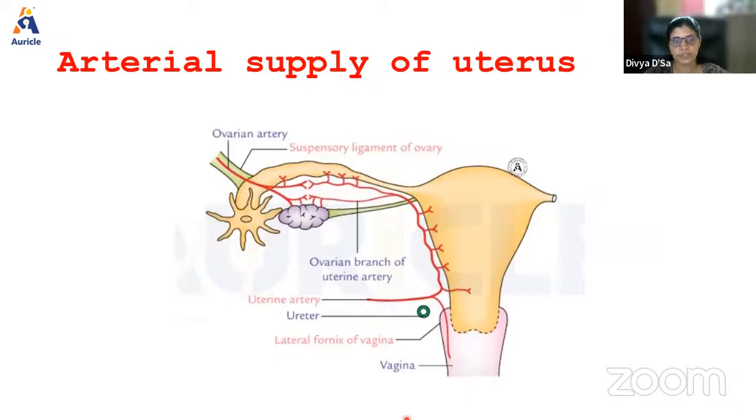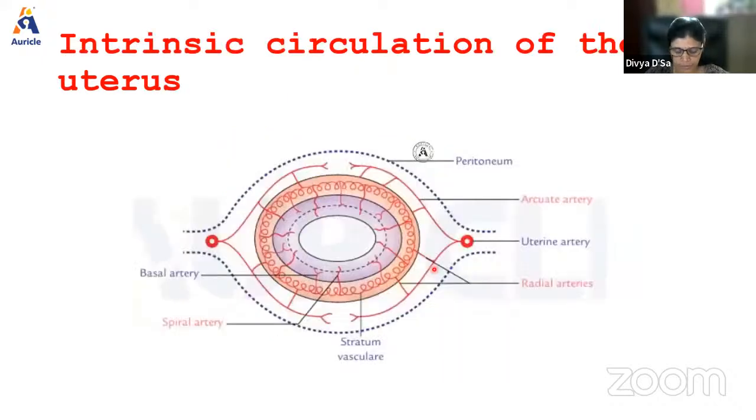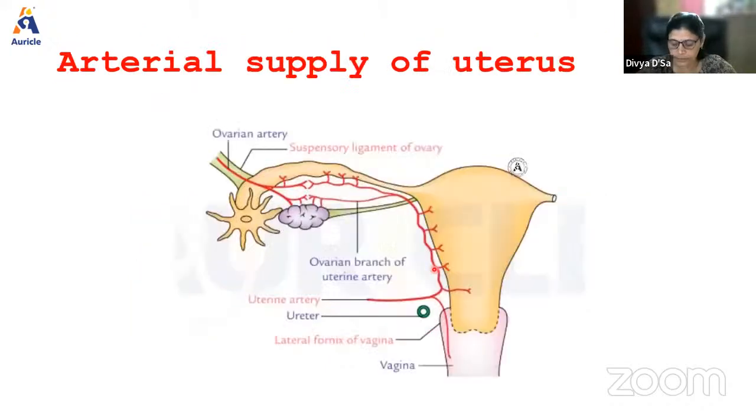Arterial supply of the uterus is important. It is mainly by the uterine artery. How it supplies is important, because this is asked; it is known as the intrinsic circulation of the uterus. The uterus is mainly supplied by the uterine artery and partly by the ovarian artery.